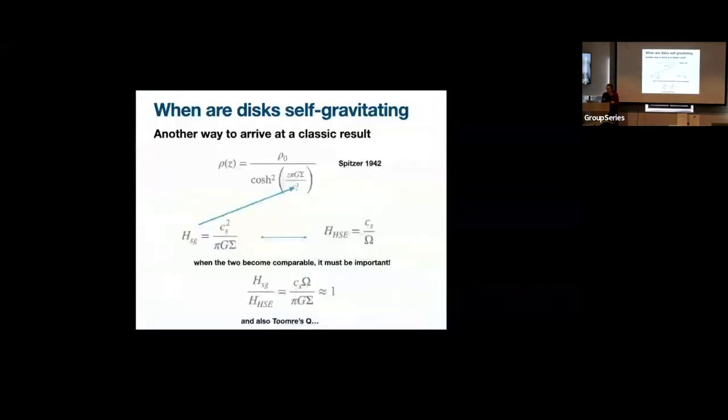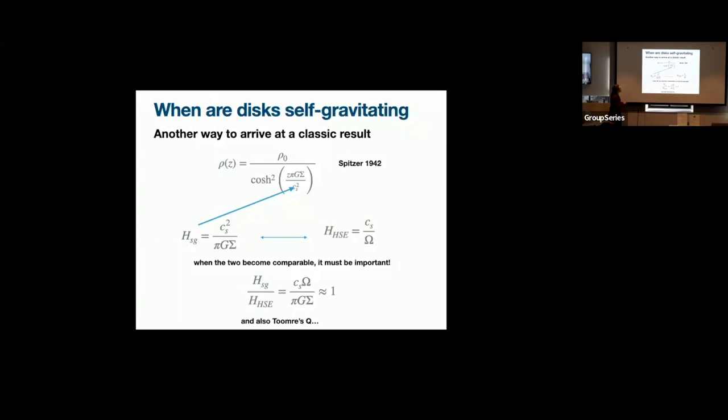I then want to spend a few minutes just reminding people of when this second mechanism of disk fragmentation might be relevant. So I think people often think about gravitational instability in terms of Toomre's Q parameter, something you probably recall from a galactic dynamics class if you're not working on it actively, as some of the people in this room are right now. But I think there's actually another cute way to arrive at this classic result just by considering the vertical density profile of a disk that is in hydrostatic equilibrium. This goes back to Spitzer in 1942.